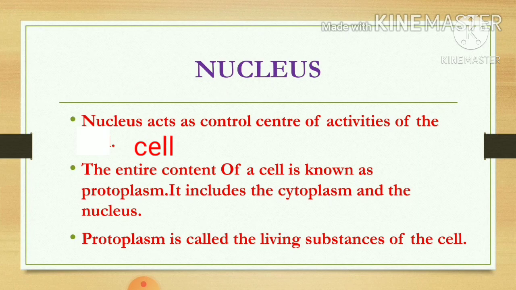And there is another term, that is protoplasm. Now what is protoplasm? The entire content of a cell is known as protoplasm. It means the cytoplasm as well as the nucleus together form protoplasm. It is also called the living substance of the cell.